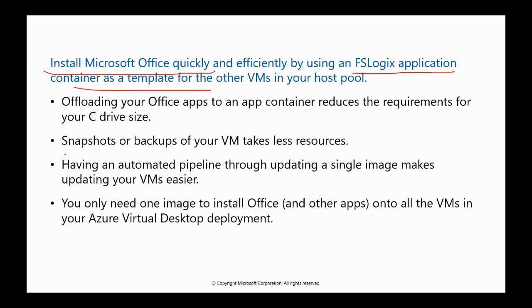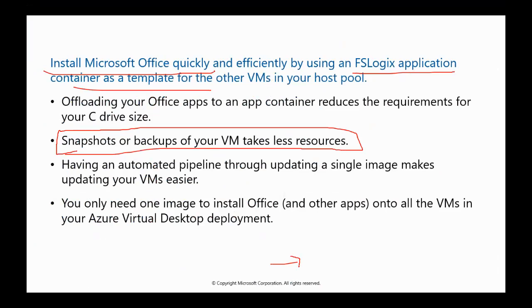You can use snapshots or backups for your VMs, and this will take much less time. You can have an automated pipeline, which means that whenever you deploy something to this pipeline, it will be spread over your profile containers and will be directly delivered to the desktop or the virtual desktop you are using.